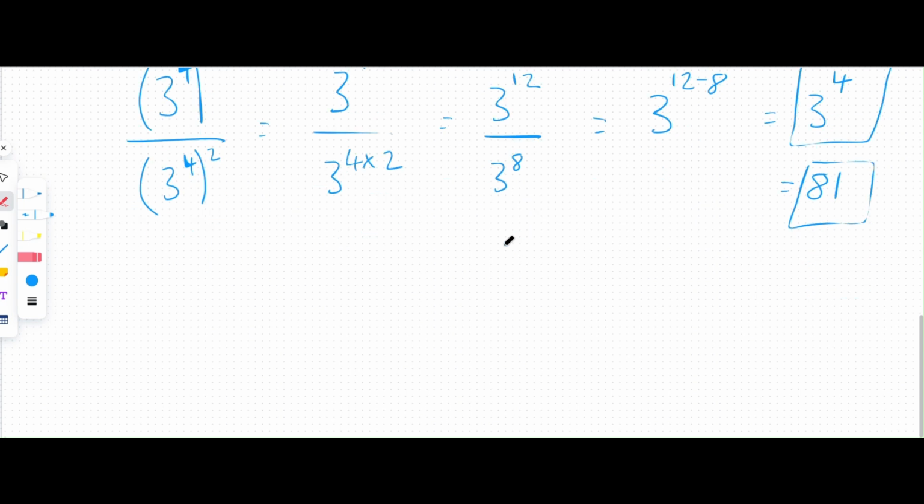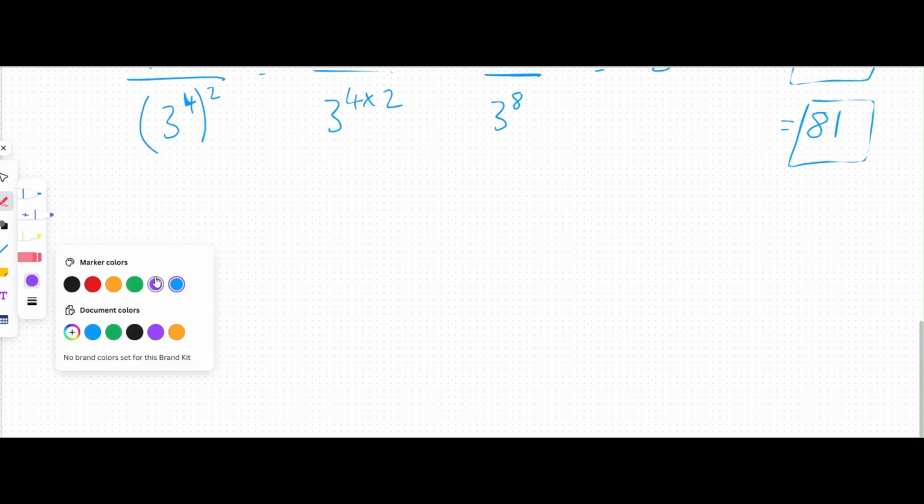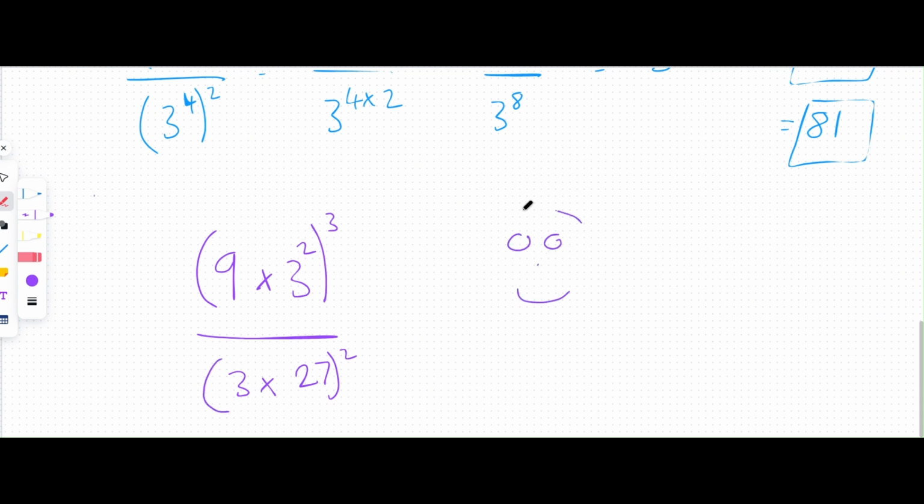Right, so that's quite easy. I'll leave you with one. See if you want to have a go at this one: 9 times 3 squared, all cubed, divided by 3 times 27 cubed. So have a go at that one, see how you get on with it.